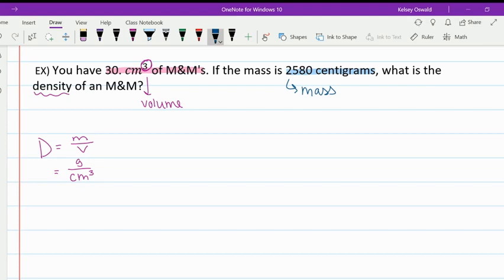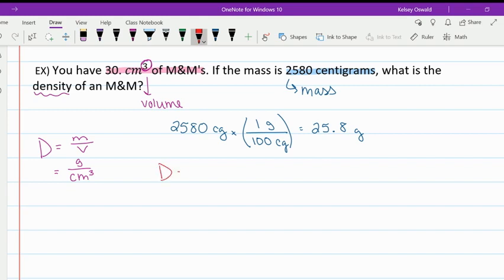But before I can plug this into my equation, I need to convert my centigrams to grams because density is grams per centimeter cubed. So I'll take my 2,580 centigrams, and I know that there's 100 centigrams for every 1 gram. So I divide by 100, and I have 25.8 grams of M&Ms. What a dream. Love M&Ms. All right. Now we are able to plug it into our density formula.